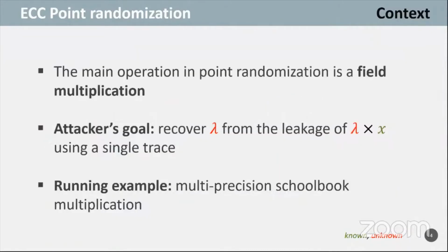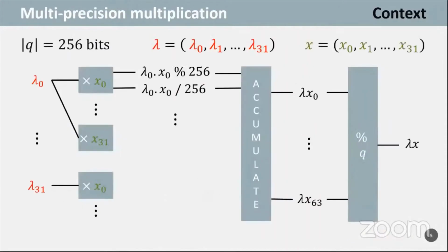The main operation in the point randomization is a field multiplication of the secret lambda by a point coordinate. In order to break the point randomization and recover the randomized point, or equivalently lambda, the attacker needs to recover lambda from the leakage of the field multiplication. In the following, we will take as a simple running example a multi-precision schoolbook multiplication, followed by an independent modular reduction. This was the option we chose to implement the field multiplication.